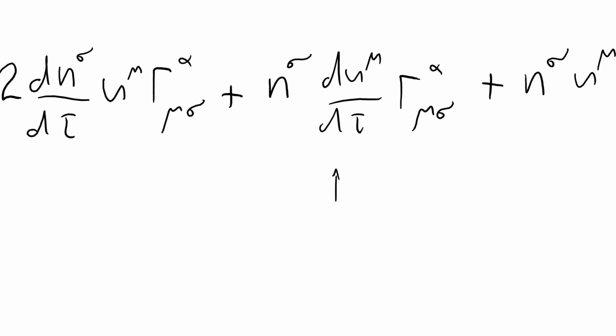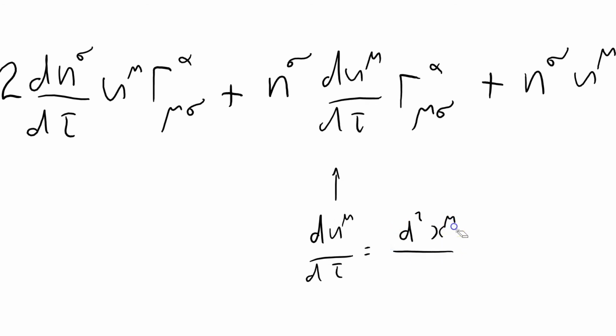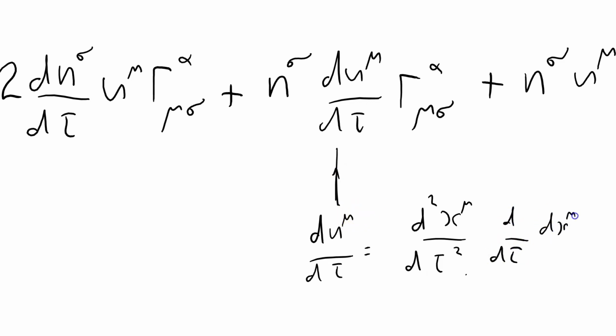Okay, so we need to substitute for du by d tau, and I'm going to use the equation du mu by d tau equals d2x mu by d tau squared. So I'm going to substitute that. This is true by definition because it's d by d tau of dx mu by d tau. So it's true by definition. Right, so I'm going to substitute that for that and then we'll see what happens.